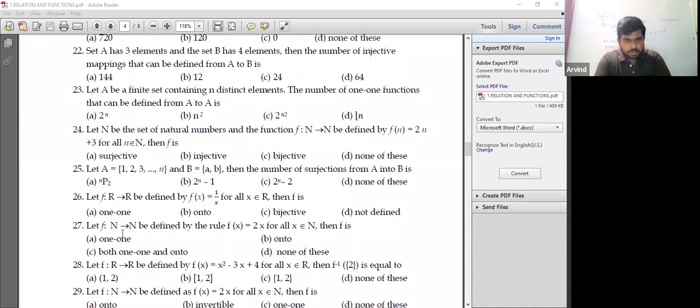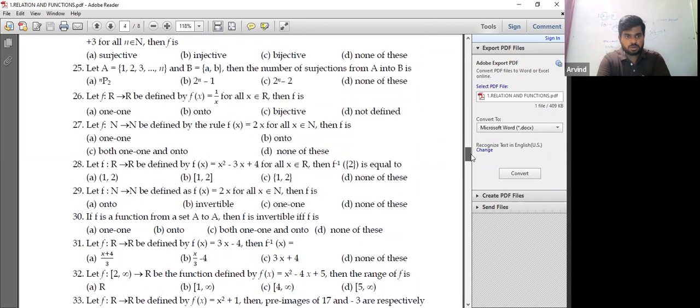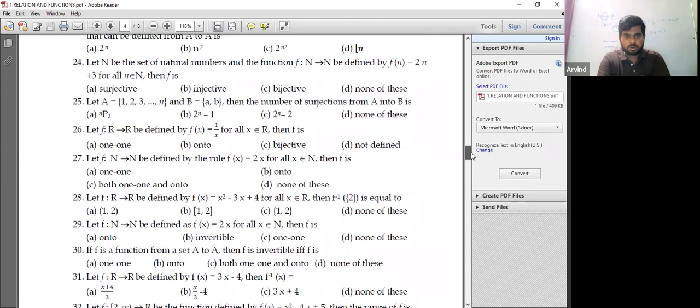Next, the 27th one. It is easy. Let f be a function from N to N defined by the rule f of x is equal to 2x. Then f is one-one, onto, both one-one and onto, or none of these. This is easy, please do it. I'll do till the 30th, then I'll forward this paper. Rest of the things you can try out.